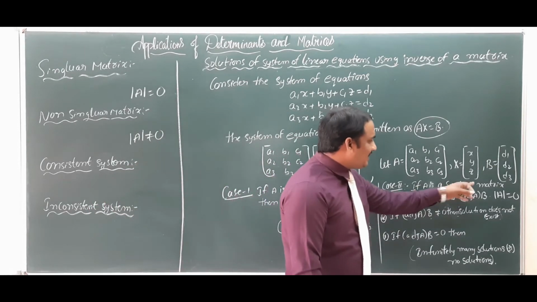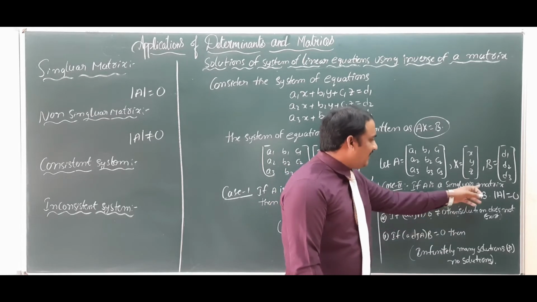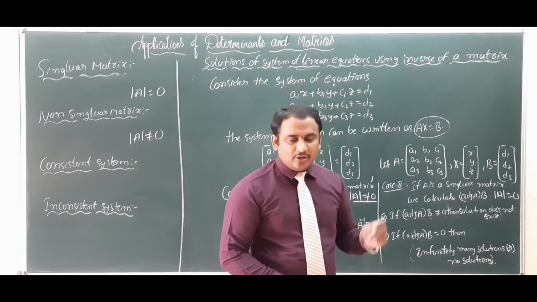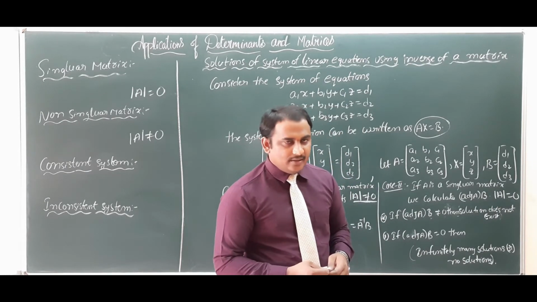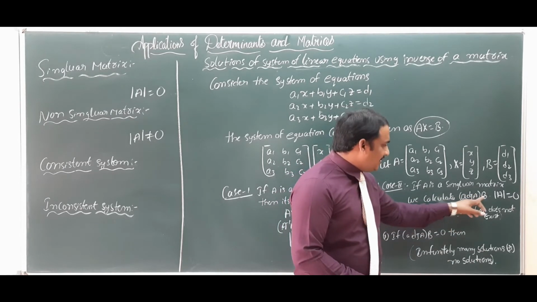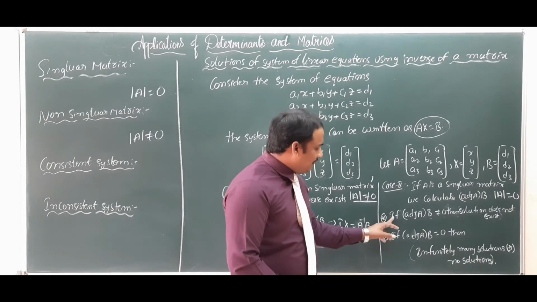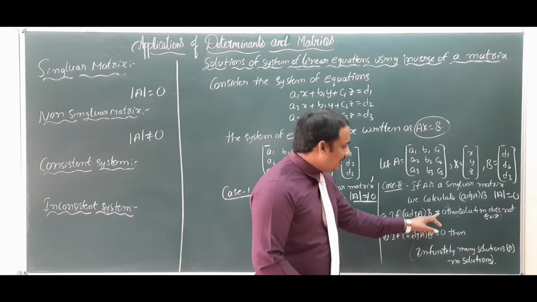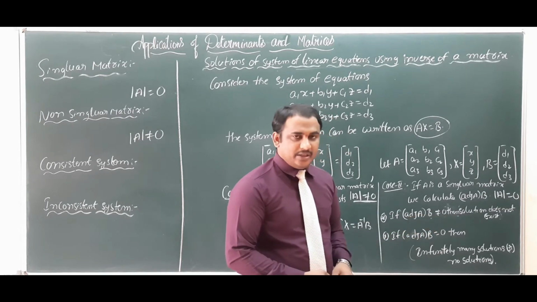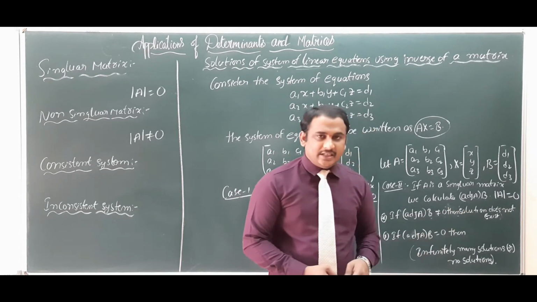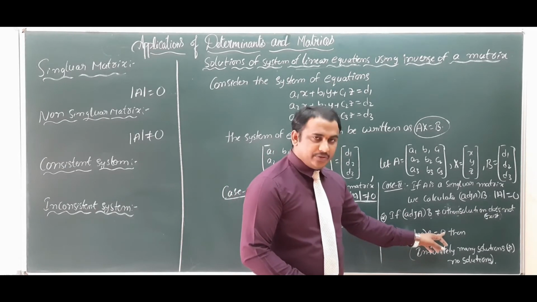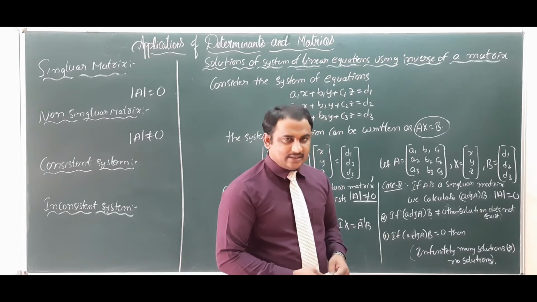Now you can see case 2. If A is a singular matrix, that means |A| equal to 0, then you have to find the adjoint of A. You have to calculate adjoint of A into B. Now we will check: if adjoint of A into B is not equal to 0, then the solution does not exist. If adjoint of A into B equal to 0, it may be consistent or inconsistent.